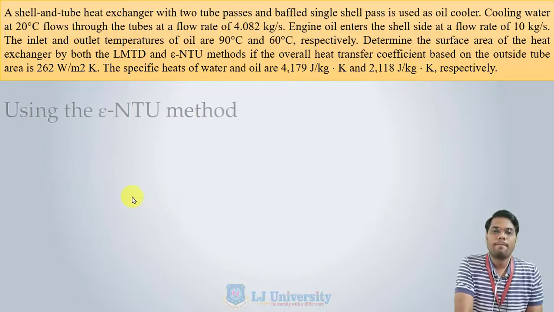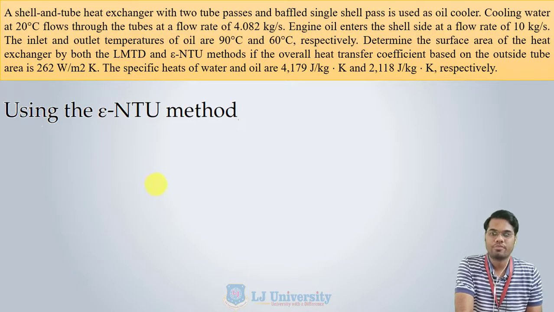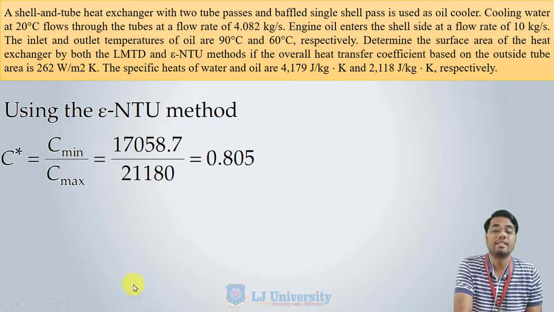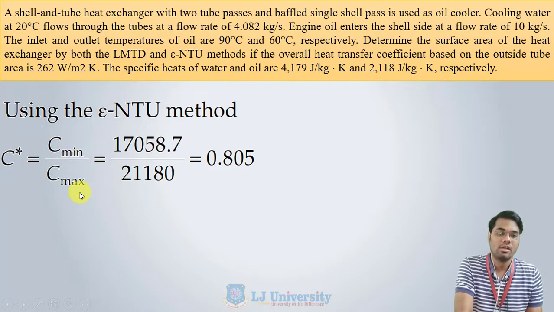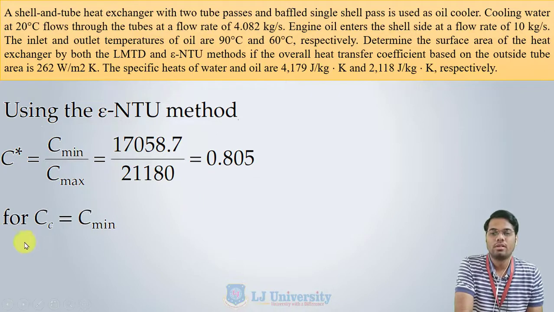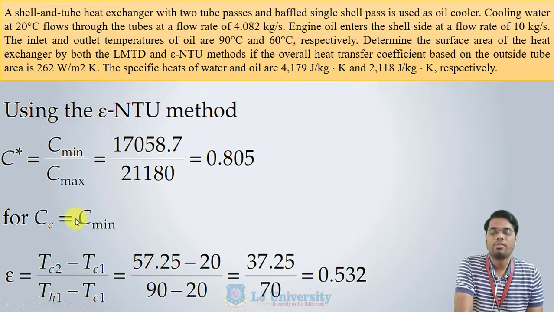Now let's solve the same by NTU method. So for NTU method, we need to find out value of heat capacity ratio, which is C min by C max. So we know the minimum heat capacity value is 17058.7, which is our C min, and C max is 21180. This is our C max. So our heat capacity ratio is 0.80. In this case, Cc is C minimum. Now to calculate effectiveness, we have this equation. So for effectiveness, we know all the temperature values.